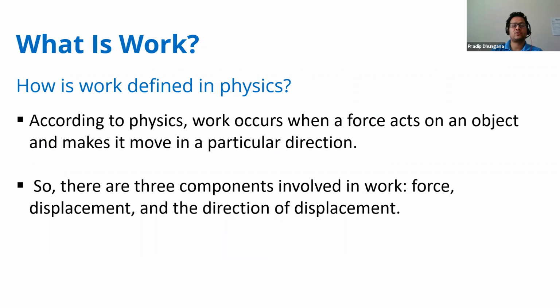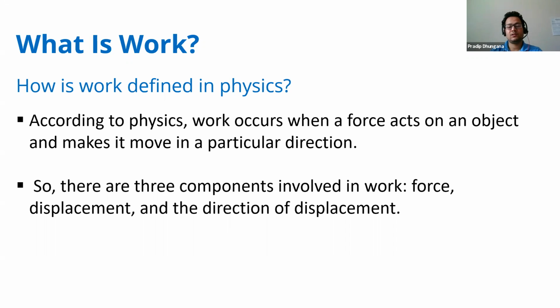Let's start with what is work and how is work defined in physics. According to physics, work occurs when a force acts on an object and makes it move in a particular direction. That means if you are sitting in one place and doing any work, by the definition of physics, that's not work. You have to move things a certain distance, only then will there be some work done.